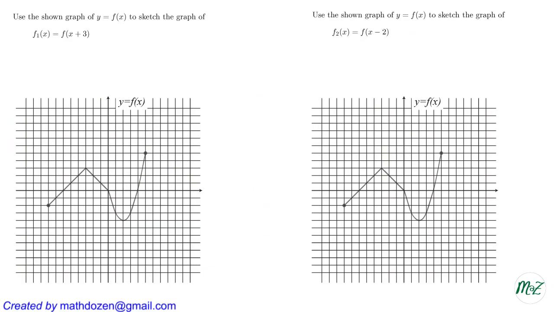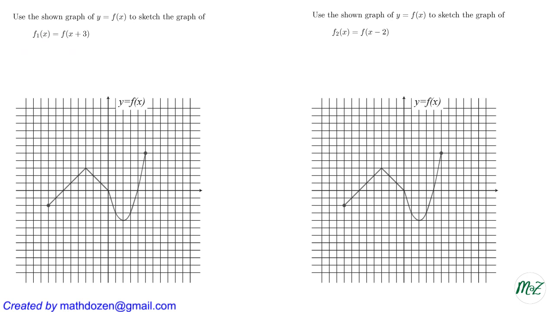In this video clip, we're going to use the given graph of the function y equals f of x to sketch the graph of the modified function. So we have two modified functions. The first one is f1 of x being now f of x plus 3. So the graph we're trying to make is y equals f of x plus 3.